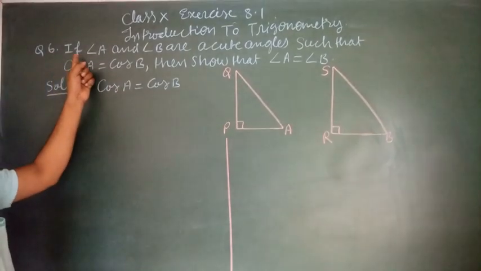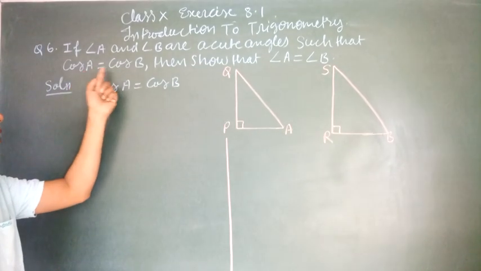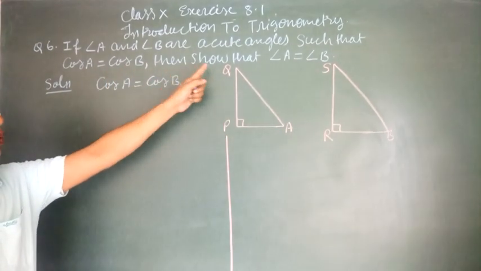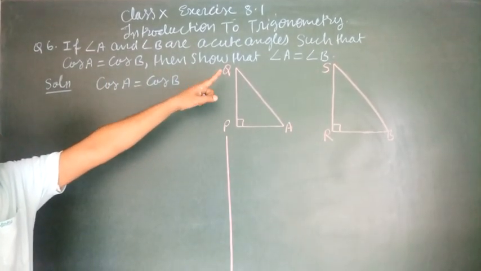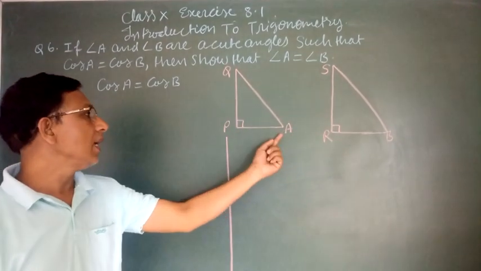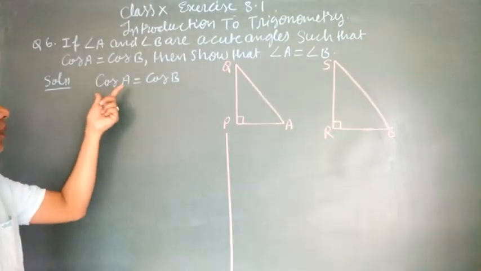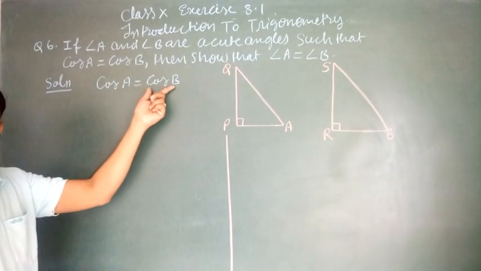Question number 6. If angle A and angle B are acute angles such that cos A is equal to cos B, then we have to show that angle A is equal to angle B. So for that we have to draw two right triangles, that is triangle APQ and triangle BRS, where we have given cos A is equal to cos B.